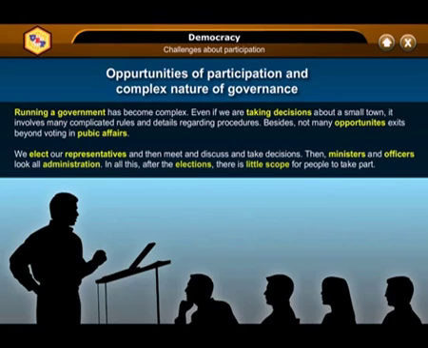Opportunities of participation and complex nature of governance. Running a government has become complex, even if we are taking decisions about a small town. It involves many complicated rules and details regarding procedures. Besides, not many opportunities exist beyond voting in public affairs.